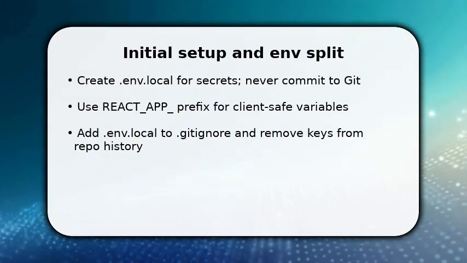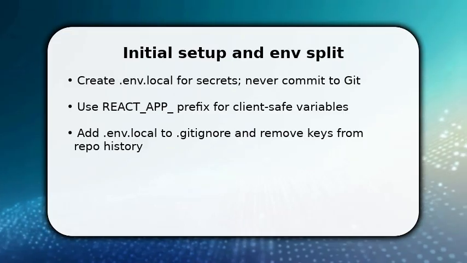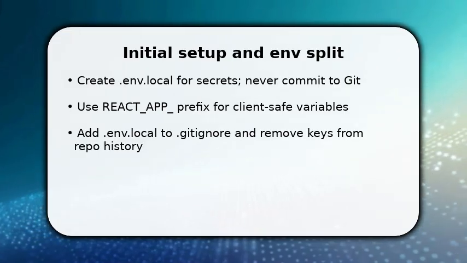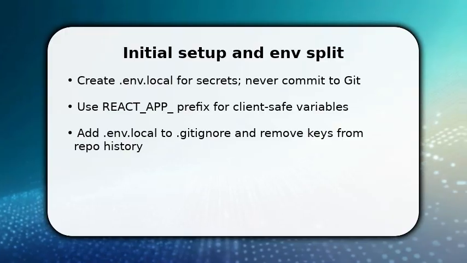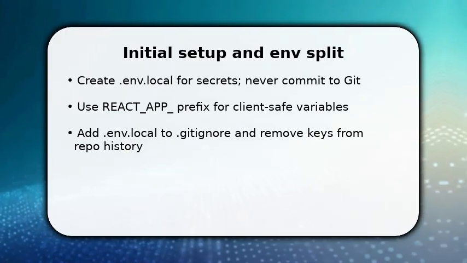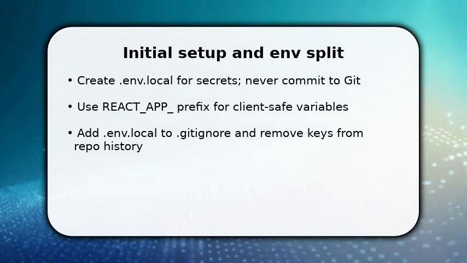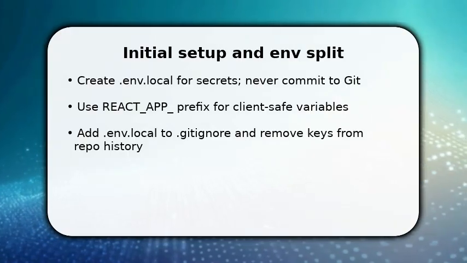You start by isolating secrets. Create a .env.local and put your API key there using REACT_APP_MY_KEY. Once done, make sure .gitignore includes .env.local so keys never reach the repo.